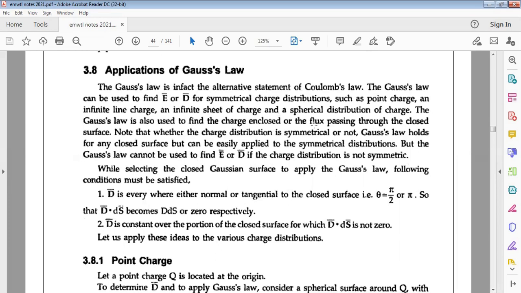charge enclosed or flux passing through the closed surface. Gauss's law is also used to find the charge enclosed through a closed surface, or the flux passing through the closed surface.